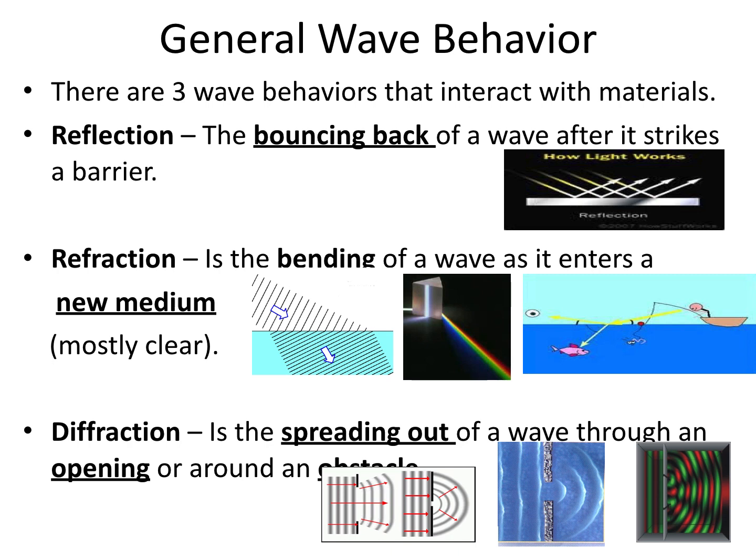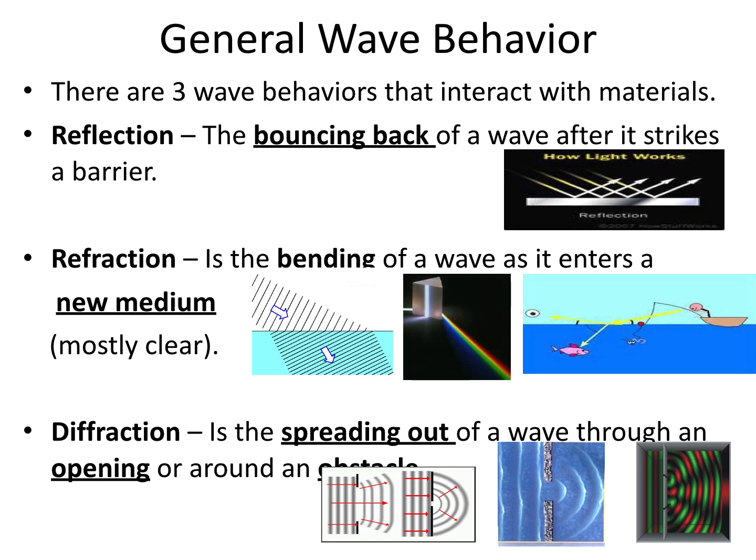Reflection is the bouncing back of a wave after it strikes a barrier. So light, that's how we see light. We'll talk a little bit more about that in a little bit. And then refraction is the bending of a wave when it hits a new medium. So obviously there has to be 2 different mediums happening with refraction. The mediums mostly have to be clear, meaning water happens often. And if you look at the middle picture where there's a prism, often that prism has to be clear for the light to be refracted.